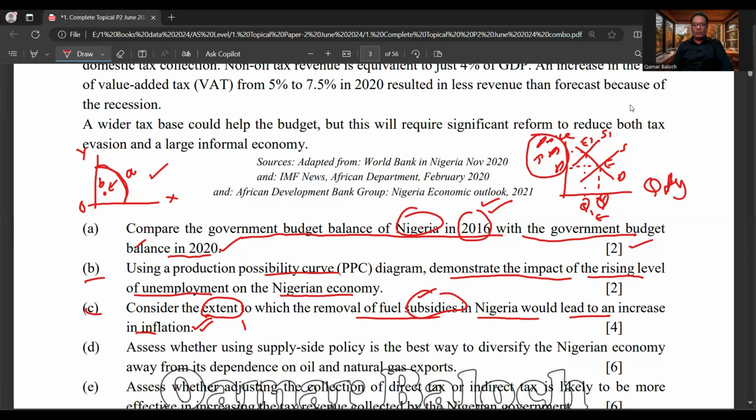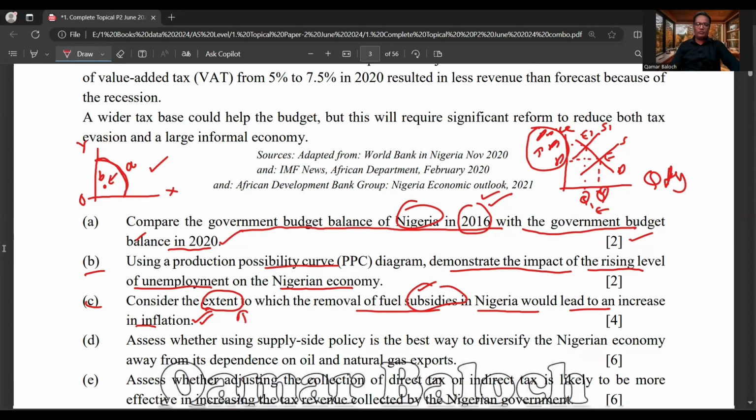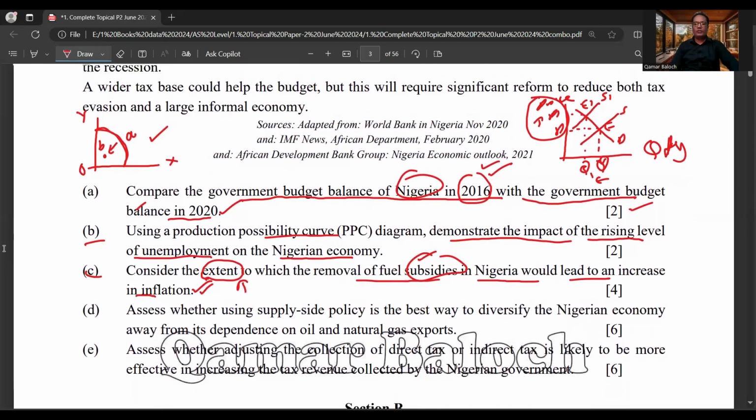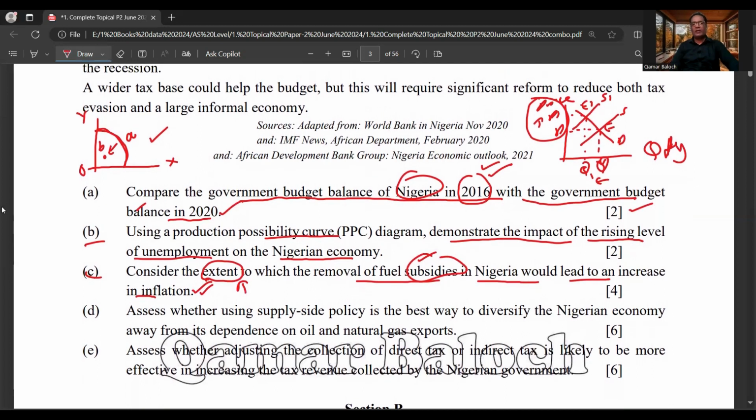And now you have to talk about the extent. The extent of increase in inflation depends upon the elasticity of demand and the contribution of fuel as a cost of production. If fuel contributes to a larger percentage of cost of production, then inflation will rise substantially as compared to when it is a little like contribution to the cost of production.